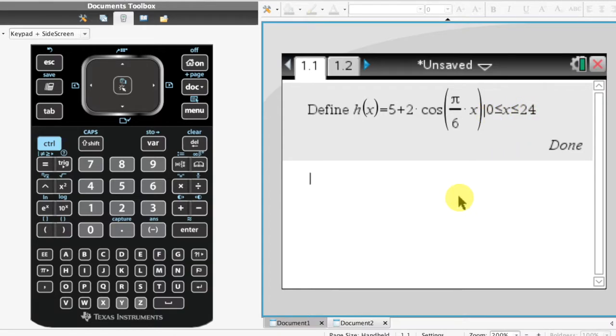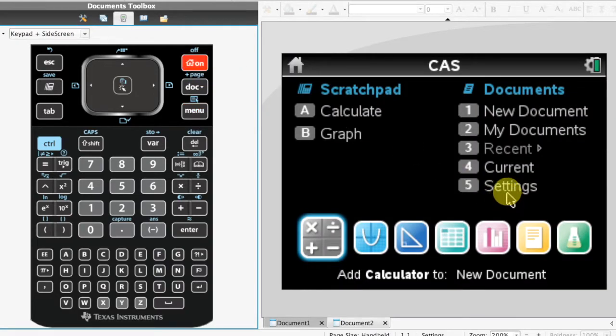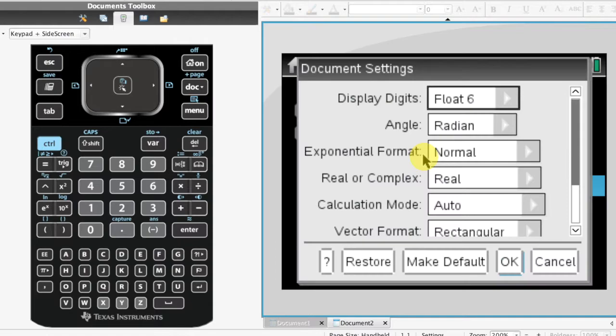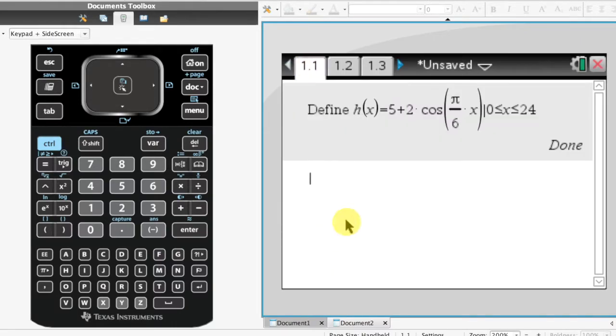The other thing that's really important here is that you need to ensure that your CAS is in radians. So you need to just go menu, in fact it's the home screen, sorry. So it's the home screen, settings, document settings, and you can see my angle has been selected to radian. So just getting back. So there's my defined function and I am in radians. That's really important. Unless you are told to put it in degrees, always assume it's radians.